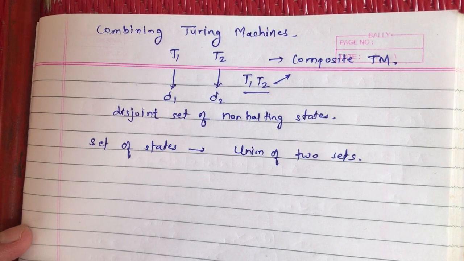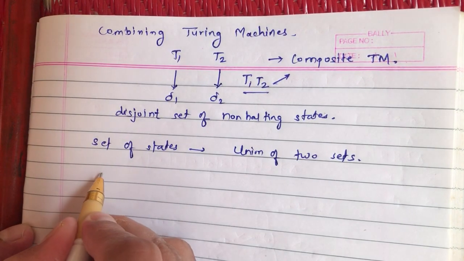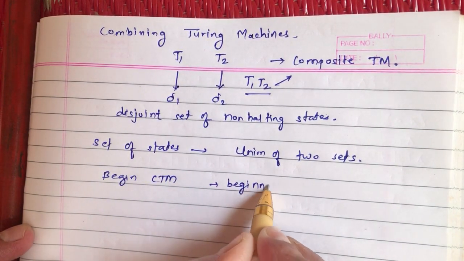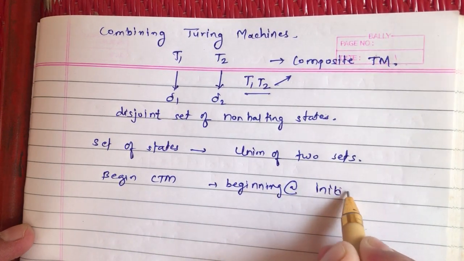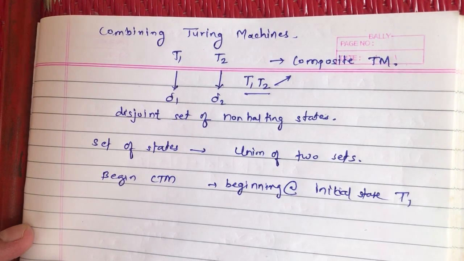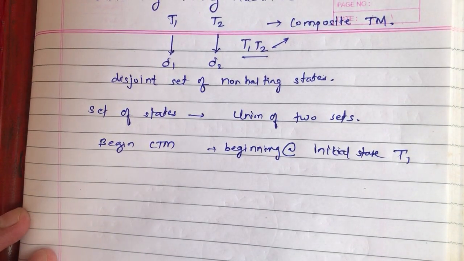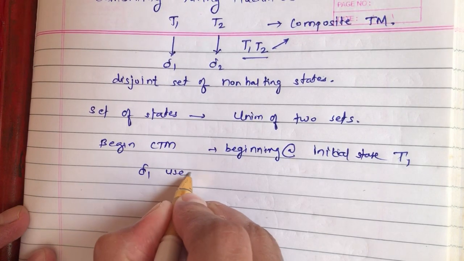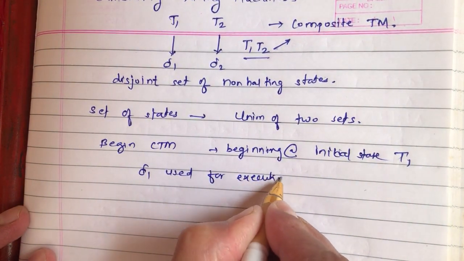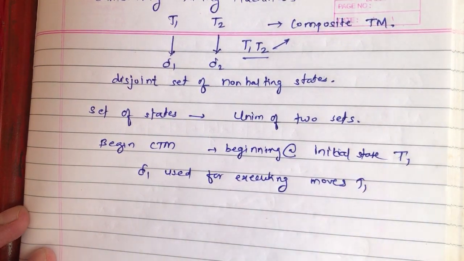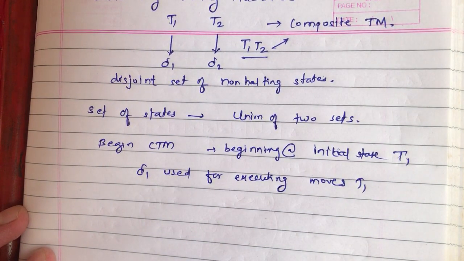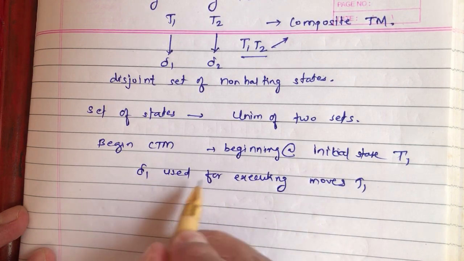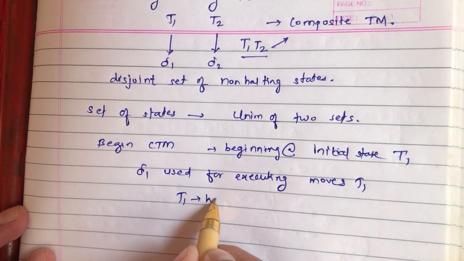Now T1, T2 begins in the initial state of T1. So the beginning of this composite Turing machine will be at the initial state of the machine T1, and it first executes all the moves of the T1 machine. For executing those moves, delta 1 will be used. This goes on up to the point where T1 would halt. So delta 1 will be utilized until all the symbols are processed and T1 goes to a halting state.